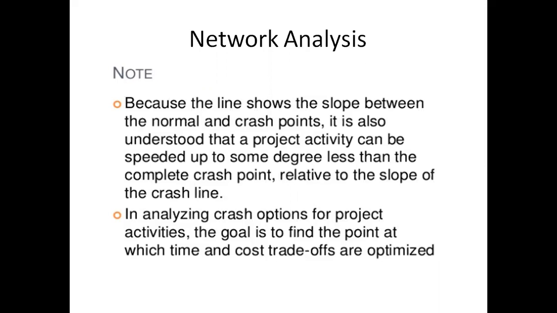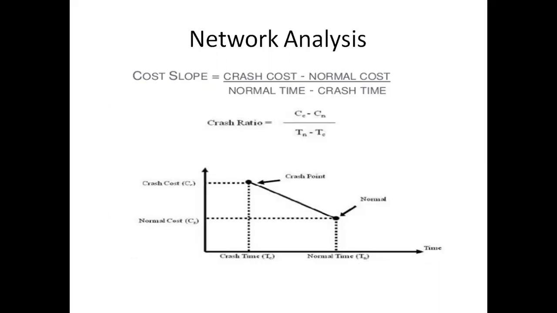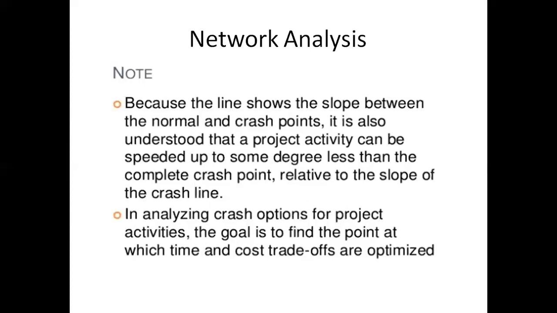The slope of the line, the way the line slants down, means the crash cost is higher and the number of days is lower, while the normal cost is lower but the number of days is higher. So the crash point is at a higher point in the graph than the normal point. Likewise, there are different lines for different activities.